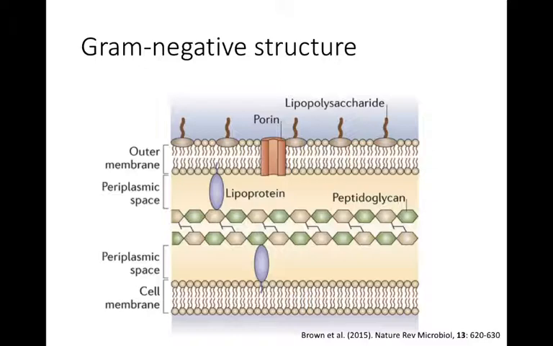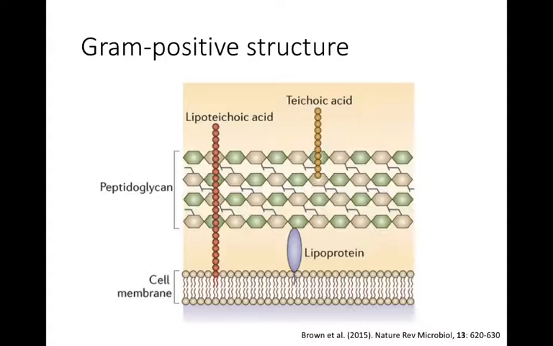So because of not only its size, but because of the fact it has a charge, it can't actually get through that phospholipid bilayer. Okay? That's why crystal violet only binds to the gram-positive peptidoglycan, but not to the gram-negative peptidoglycan.